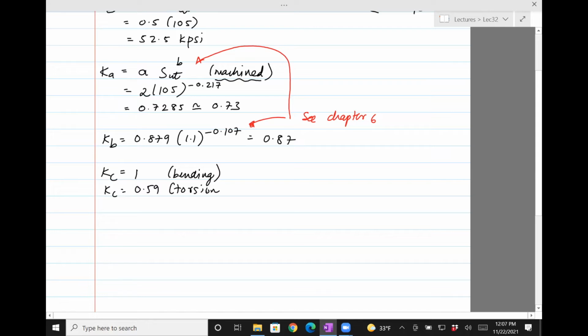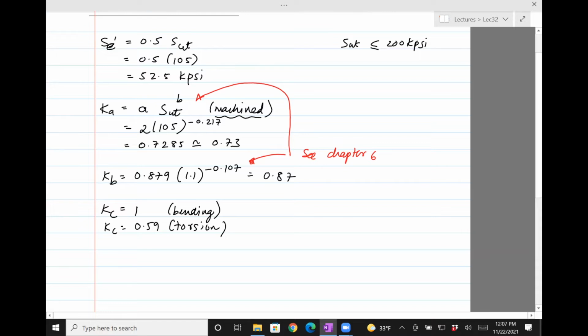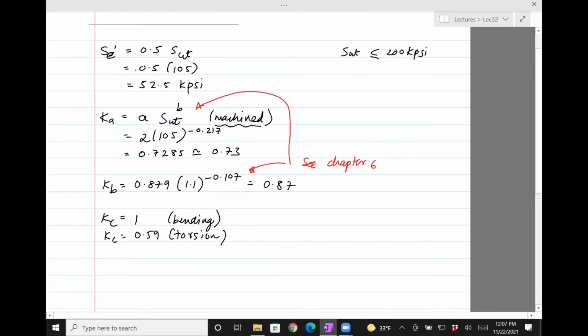So if there's such a case, what do you do? Well, it turns out that the lower the value of Kc, so Kc, by the way, max can be 1. It can't be greater than 1, right? Because if you see the formula, Se is Ka, Kb, so on, Kc, Kd, Ke, Se prime. As I said, Kc or all these factors can only be up to 1, can't be greater than 1.